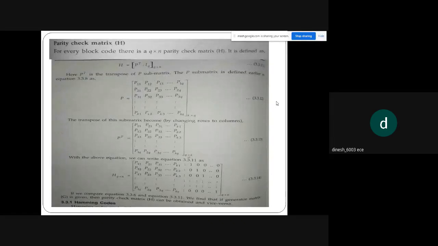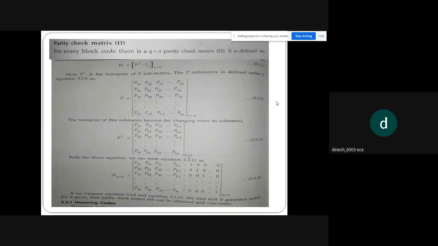So what is this parity check matrix? For every block code, there is a parity check matrix, which is represented as H, of size q cross n, where q is n minus k. How do you find this parity check matrix? H is equal to P transpose followed by I_q, where I is the identity matrix. The whole is represented as q cross n.